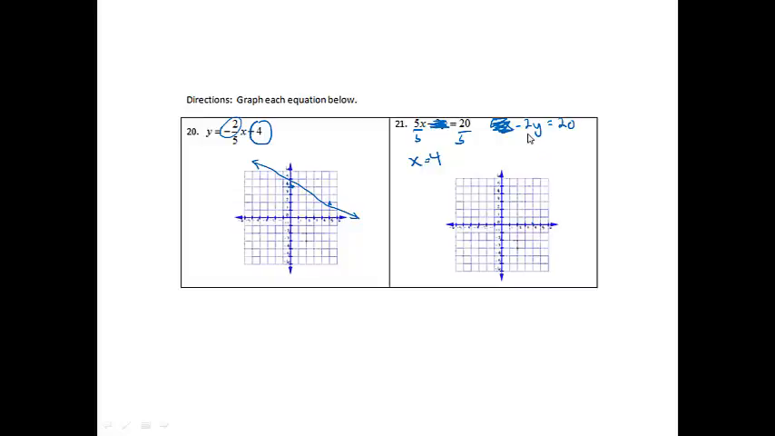On the second one, we're going to divide both sides by negative 2. And y equals 20 divided by negative 2 is negative 10, which means the graph hits the y-axis down at negative 10. So we're going to have to go off a little bit there. So I'm going to hit at negative 10, and then we have our line.